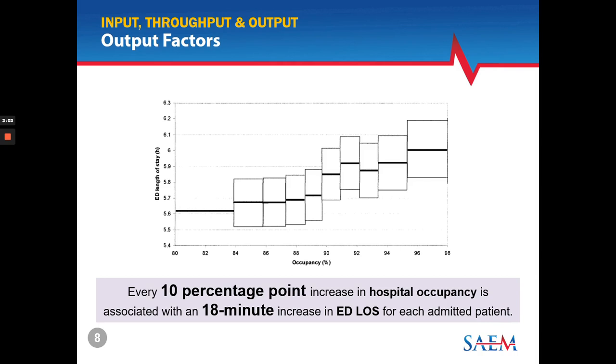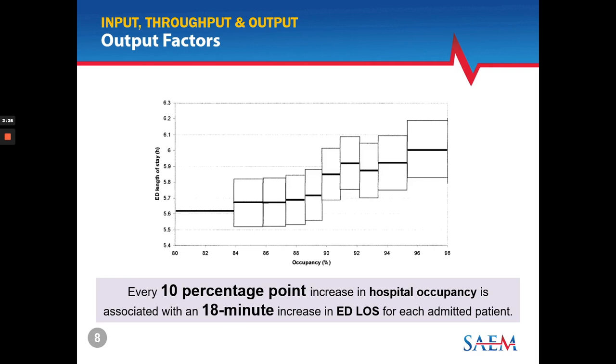Here's a study from back in 2003 that found every 10 percentage point increase in inpatient hospital occupancy is associated with an 18-minute increase in ED length of stay for admitted patients. And that may not seem like much, but if you have 30 patients, for example, you've admitted in a day, that's 540 minutes or 9 hours of patient care time in ED space used per day.